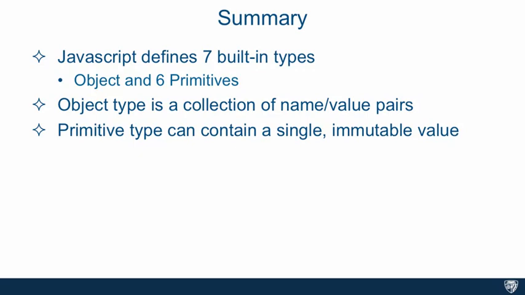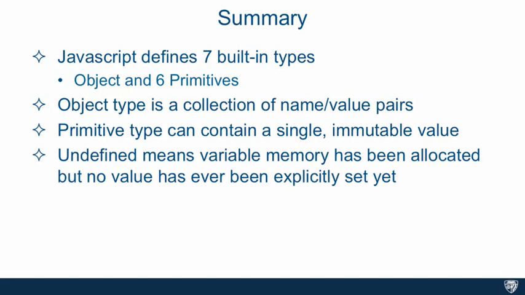Now, there's a particularly interesting type called undefined among the primitives. And undefined means variable memory has been allocated, but no value has ever been explicitly set yet. And it's important to distinguish between that and the variable never having been defined, in which case if you try to use it, you're going to get a reference error, and it will be a real error that will pop out in your browser console.